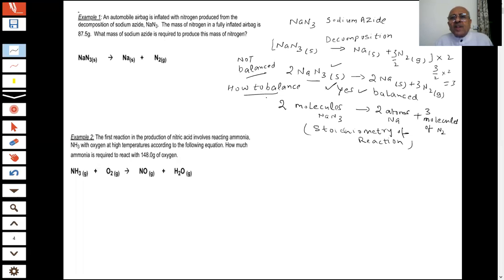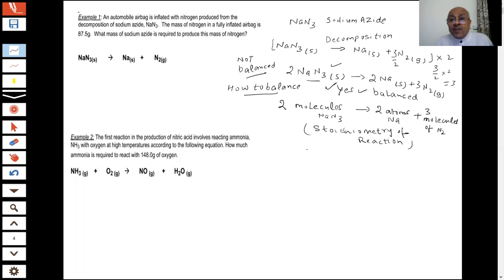So every reaction has a stoichiometry. The reaction must proceed in definite proportion, and we must be able to write the balanced reaction. That is why we learn, students, how to balance a chemical reaction.